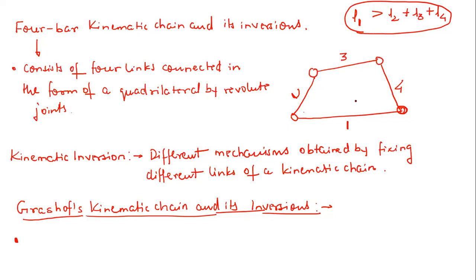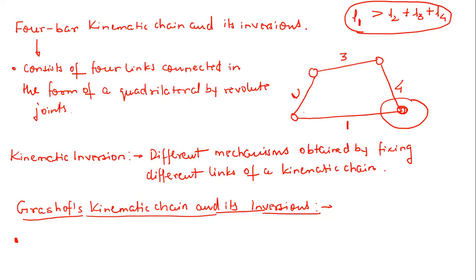Because if the length of link 1 is greater than the sum of all the other 3 links, then link 4 will become impossible to connect to link 1, so this revolute pair will not be able to be formed. So there must be some constraints, and those constraints are basically initiated by the length of the links. In such cases we use a 4-bar chain which is called a Grashoff's kinematic chain.